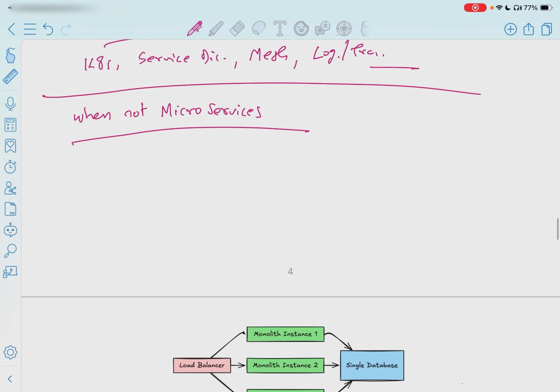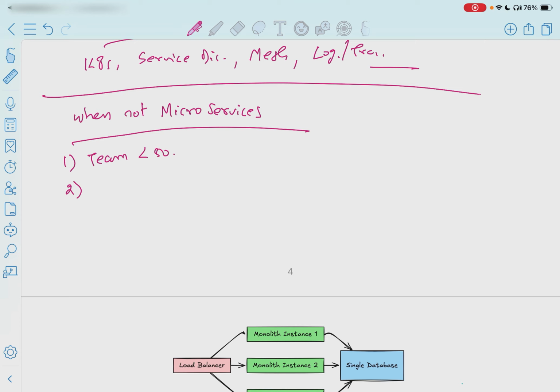Let's say if your team size is less than 50 people or 50 developers, do not go for microservices. I think we have already seen now we have 11 services, and if you have 10 developers, all of them cannot take care of all these services, right?